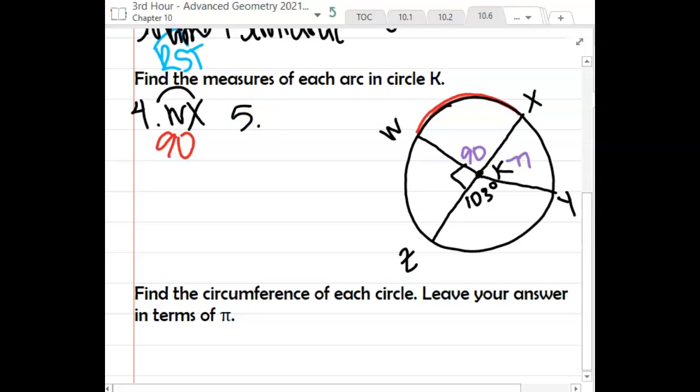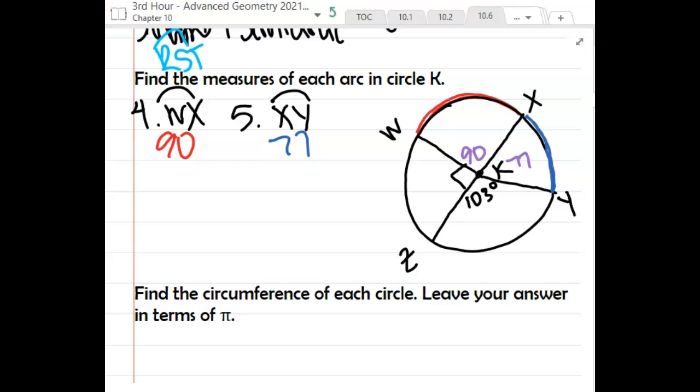Okay, now what if I wanted to find the measure of arc XY? Like I said, I think sometimes it helps since we already put our equal measures there. What is the measure of arc XY? 77.